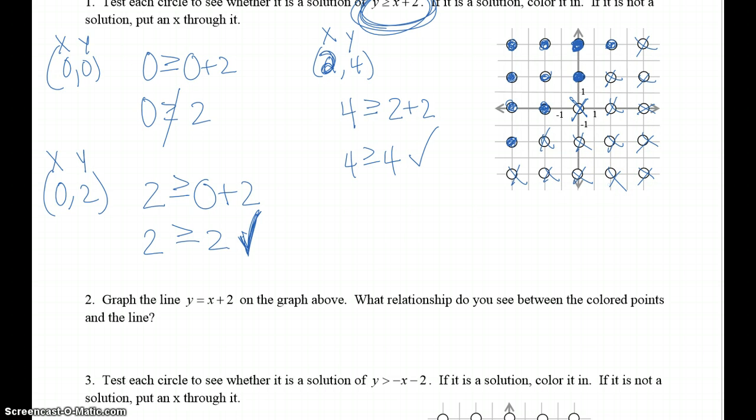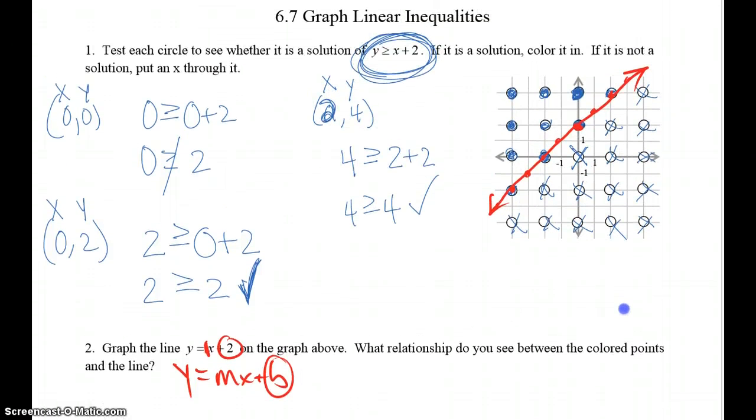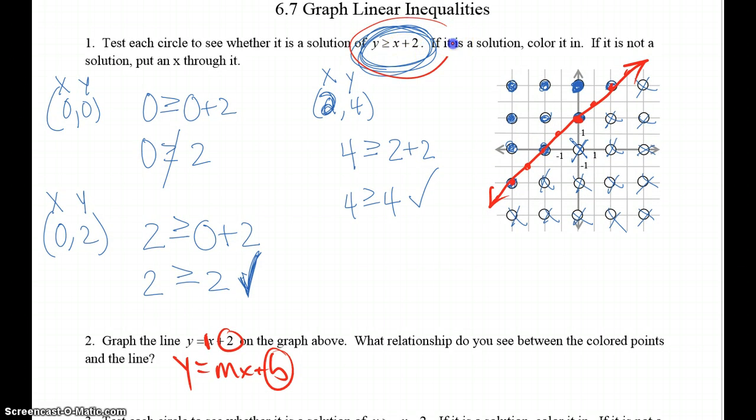Okay, so the next part of this, number 2, says graph the line y equals x plus 2 on the graph above. What relationship do you see between the colored points and the line? Well, this is in the form of y equals mx plus b, where b is your y-intercept, so in this case it is 2, and it has a slope or m of 1, so we're going to go up 1 over 1. And you will see that that line, when you graph it, is basically the border of the solutions versus the not solutions. And it looks very, very similar to this inequality. It just doesn't have the greater than part.